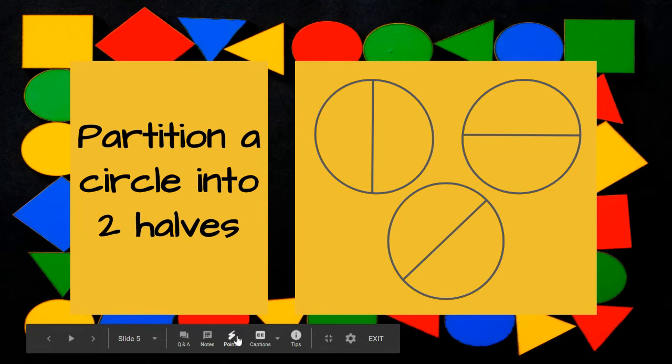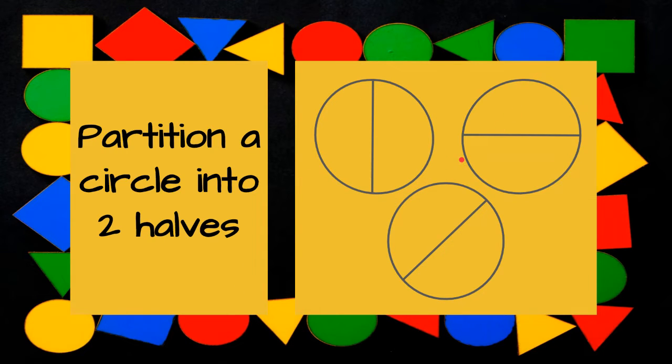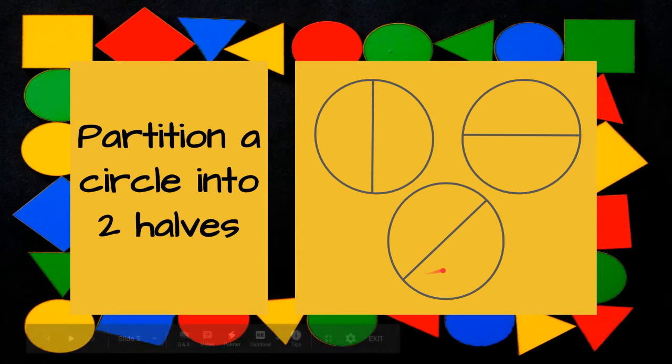And again, we have several options to partition a circle into 2 halves. So all of these first are circles. There's 1 half and there's a second half. I can put the line up and down. I can do the line across. I can do the line diagonal, either direction.